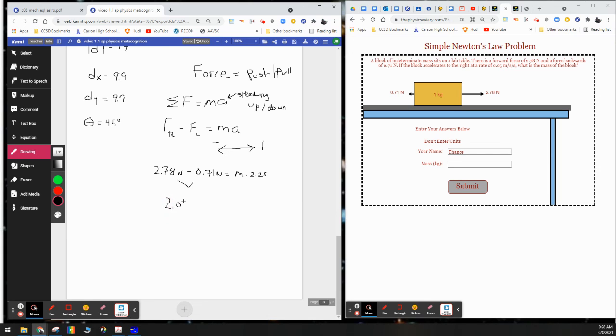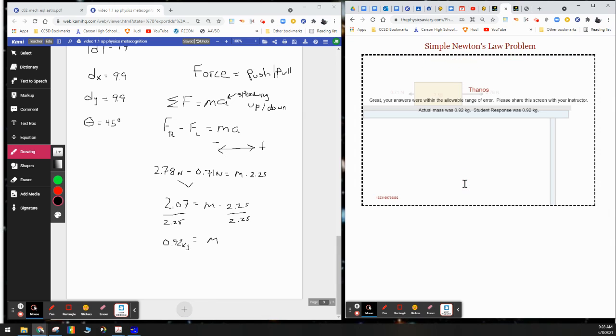So 2.07 is equal to mass times 2.25. To solve for mass, divide both sides by 2.25, and we get that mass should equal 0.92. So 0.92 kilograms should be our mass. We'll enter in 0.92, hit submit, and it says, great Thanos, your answers were within the acceptable range.